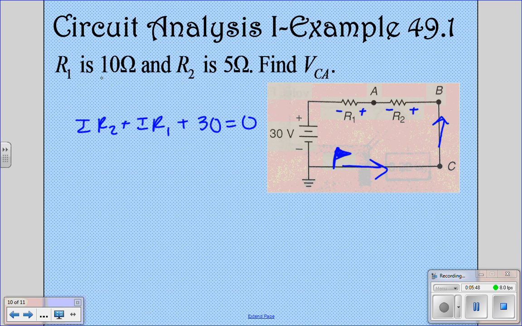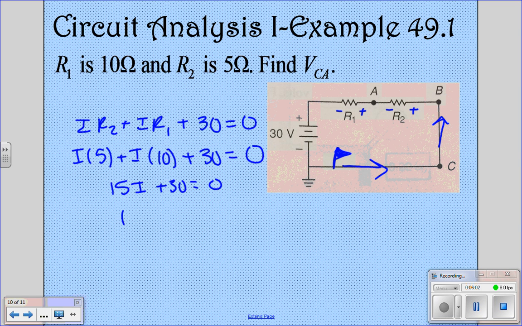We know that R sub 1 is 10 and R sub 2 is 5. So I times 5 plus I times 10 plus 30 equals 0. So that would be 15I plus 30 equals 0. So 15I equals negative 30. And so I would equal negative 2.